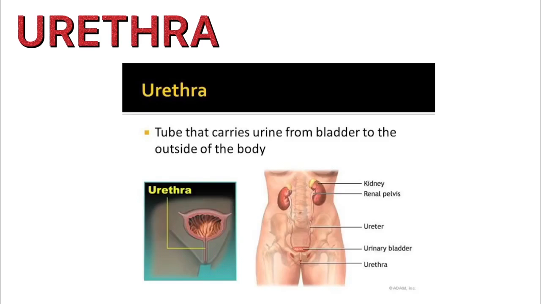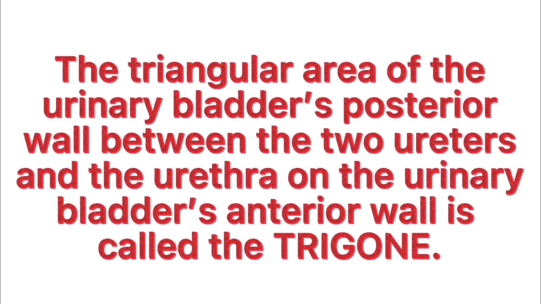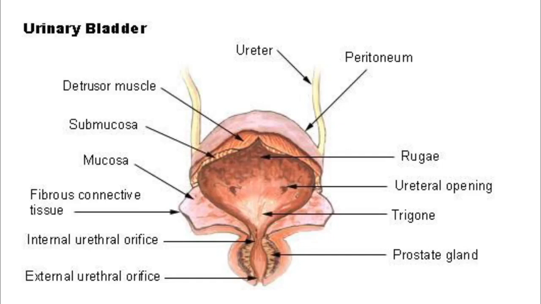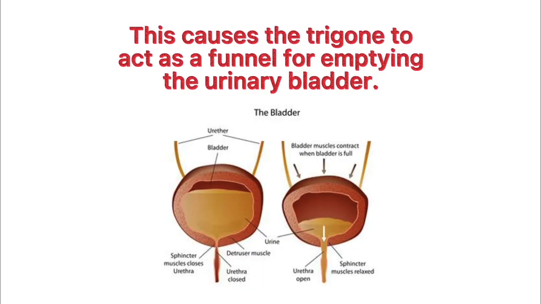The urethra, which transports urine to the outside of the body, exits the urinary bladder inferiorly and anteriorly. The triangular area of the urinary bladder's posterior wall between the two ureters and the urethra on the urinary bladder's anterior wall is called the trigone. So this region is histologically unique. The trigone does not expand with the urinary bladder wall as it fills. This causes the trigone to act as a funnel for emptying the urinary bladder.